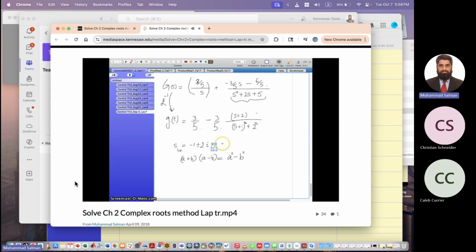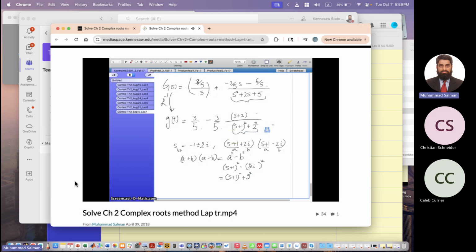So if I write this term as s plus 1 plus 2 iota multiplied by s plus 1 minus 2 iota, this term is a, this term is b, this is a, this is b. So if I write down s plus 1 whole square minus b, what is it? Minus 2 iota square. This is b. So what do you get? S plus 1 whole square plus 2 square. This is what I wrote down here.